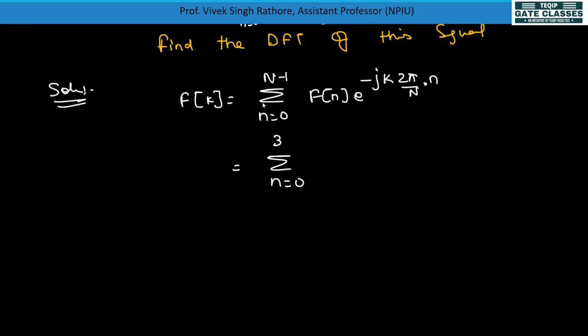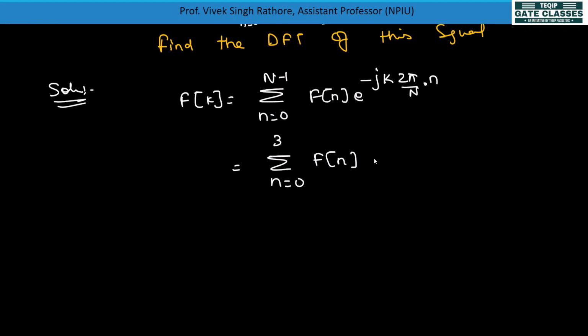4 values are given, so 4 minus 1 is 3. f of n is nothing but your 1, 2, 3, 4. This is your f of n, or you can write f of n only, no problem. Just reminding you what f of n is, I have written it in. You can also write here f of n.